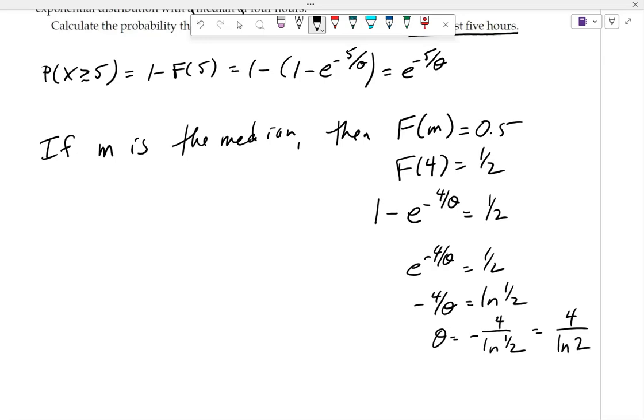By the way, this will work for any exponential function. This gives you a formula for the median. This was the median value, isn't it? Right? So for any exponential, your median is theta times the natural log of 2. That's the relationship between the two. Okay. All right, so going back up here, I now know what the theta is.